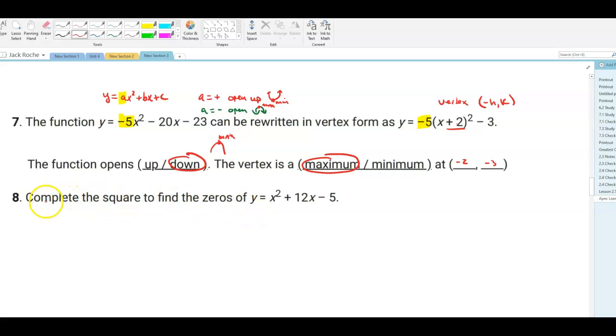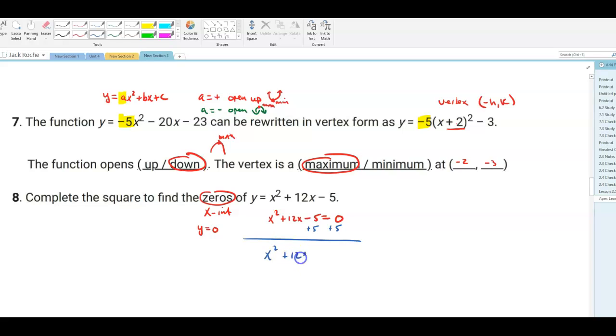So the next one says, complete the square to find the zeros. These are your x-intercepts. And if we're looking for our x-intercepts, we know the value of y is always equal to 0. So we're basically taking x squared plus 12x minus 5, and we're replacing y with 0. Now, to make this easier, what I can do is add 5 to both sides.